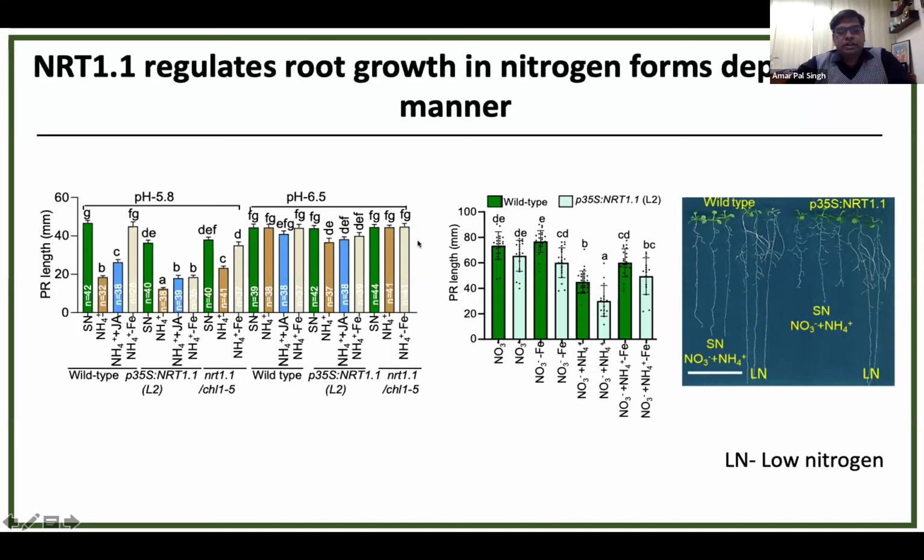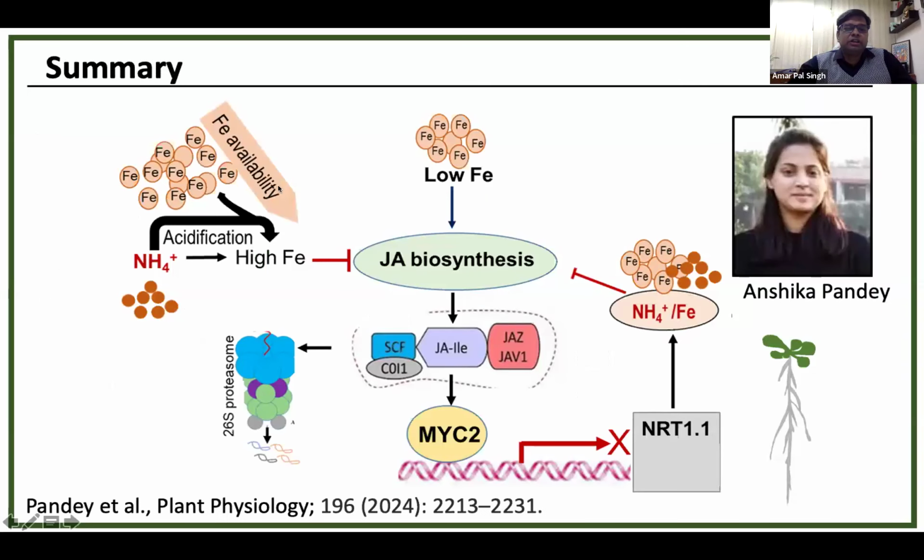So now the thing is that this high ammonium leads to rhizosphere acidification. If this is rhizosphere acidification, then if we increase the pH of the medium, the phenotype should be reversed. So we found that indeed when we increase the pH compared to the acidic pH, we don't see much difference in the root growth inhibition in the overexpression line either. So this leads us to hypothesize the final model that ammonium will enhance the rhizosphere acidification that causes high iron accumulation, that in turn inhibits JA biosynthesis and signaling.